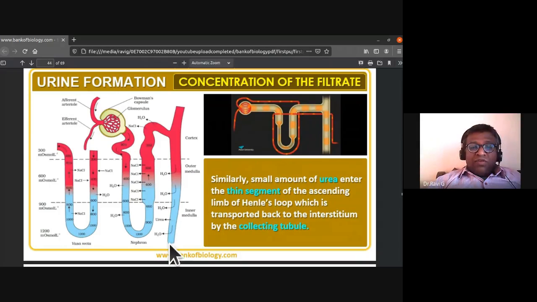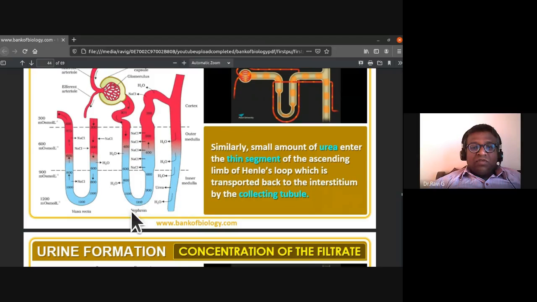Similarly, a small amount of urea enters the thin segment of the ascending limb of Henle's loop, which is transported back to the interstitium by the collecting tubule. So that is what they are doing.